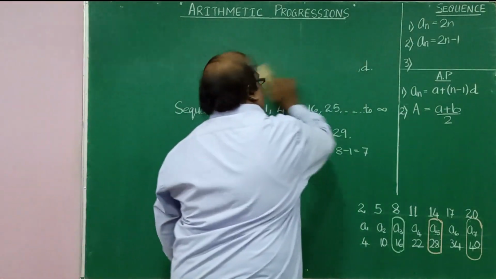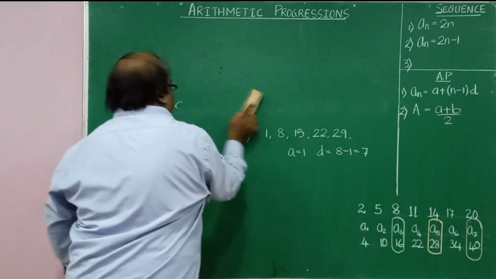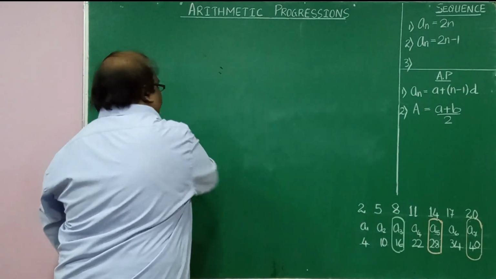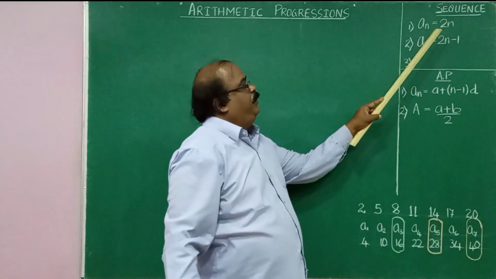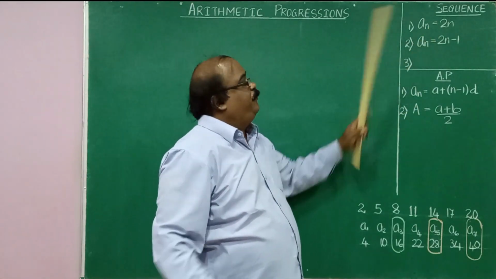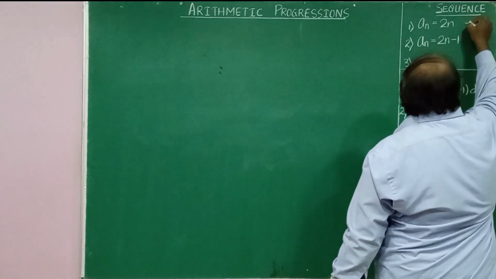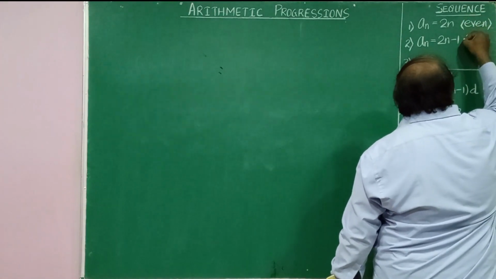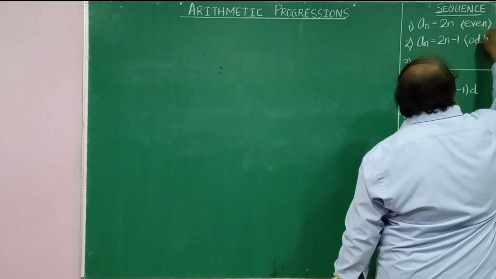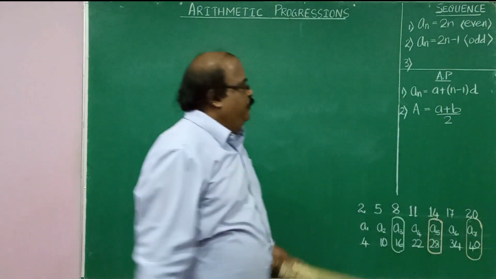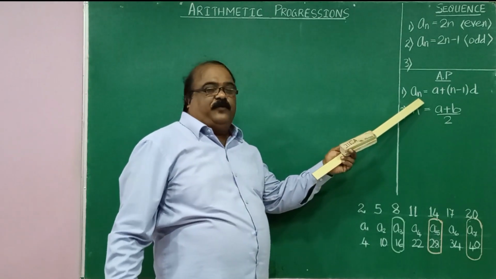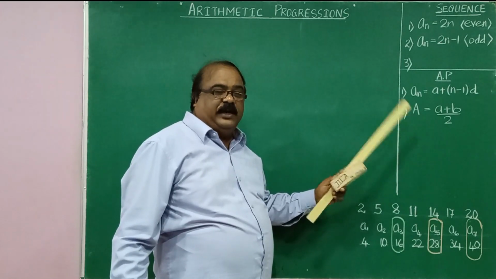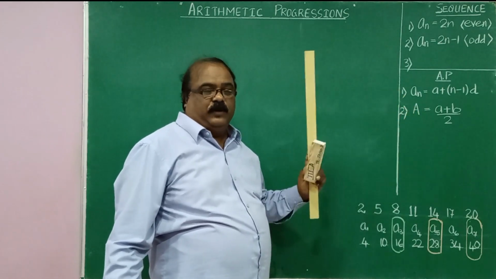Then we discussed and derived the following formulas that you can see on the board. The first formula was the formula to find the sequence of even numbers. The second one was the formula to find the sequence of odd numbers. Then I derived the formula to find the nth term of an arithmetic progression and also to find the arithmetic mean of two numbers.